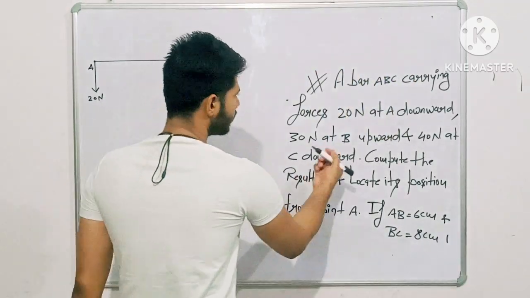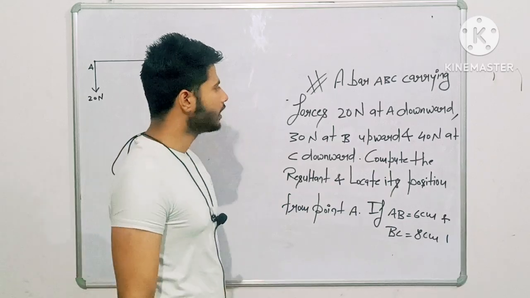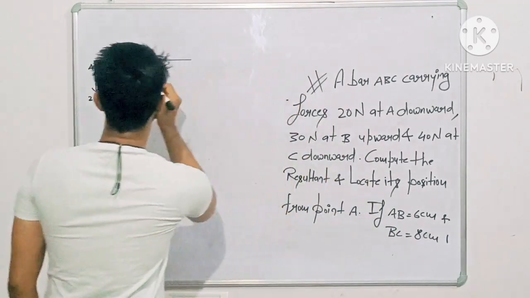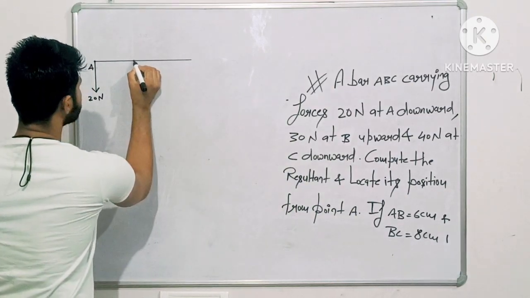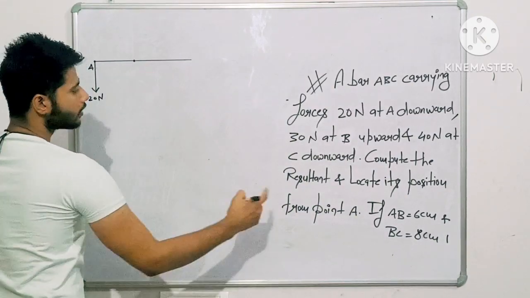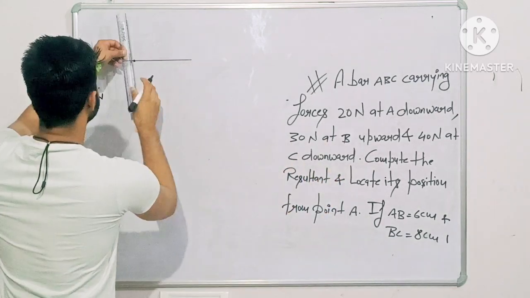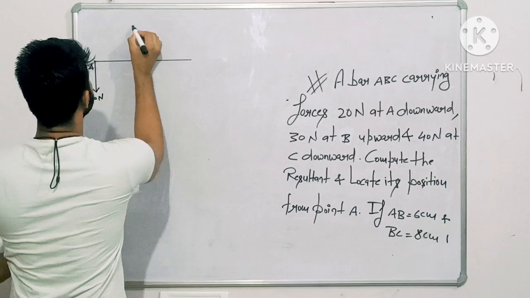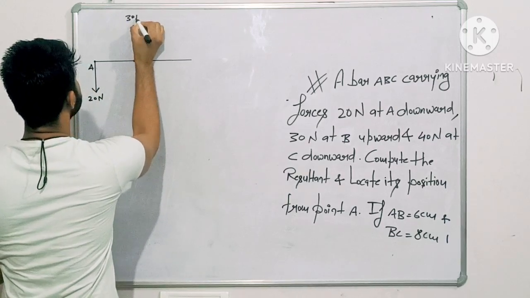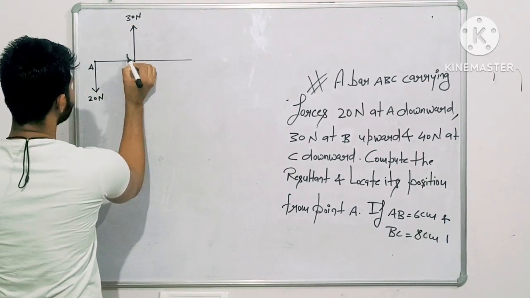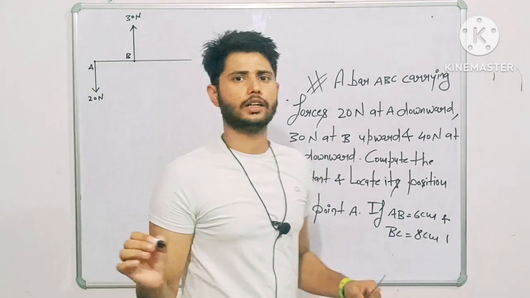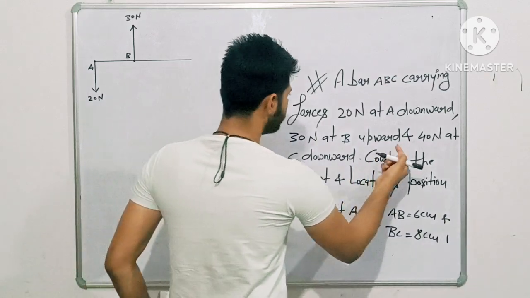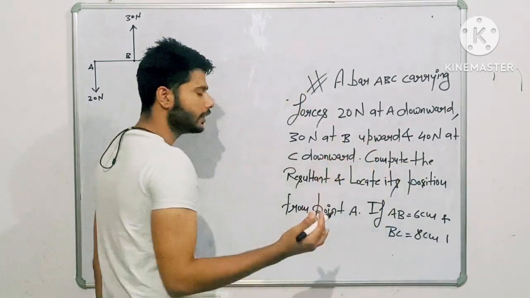Next, 30 Newton at B, upward, and AB is 6 centimeter, so I am taking the point here. The 30 Newton force at B is upward, and this is also a vertical force. This is our point B. Then next, 40 Newton at C, downward.